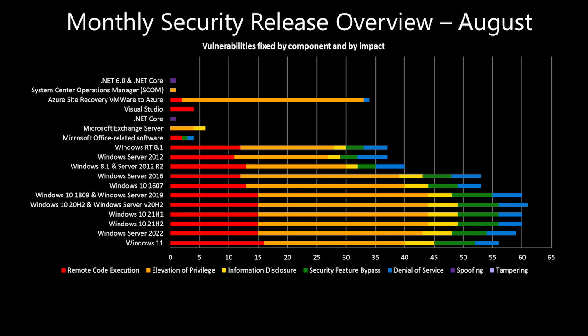As we move up the chart, we see Microsoft Office making an appearance as it usually does. Microsoft Exchange Server has a handful of vulnerabilities this month. .NET Core and Visual Studio, as far as developer tools, have vulnerabilities this month. Azure Site Recovery, the VMware to Azure component, has 34 vulnerabilities that are being addressed this month. The System Center Operations Manager, or SCOM, has a vulnerability that's being addressed this month. And finally, .NET Core 6.0 and .NET Core both share a vulnerability that's also being addressed this month.